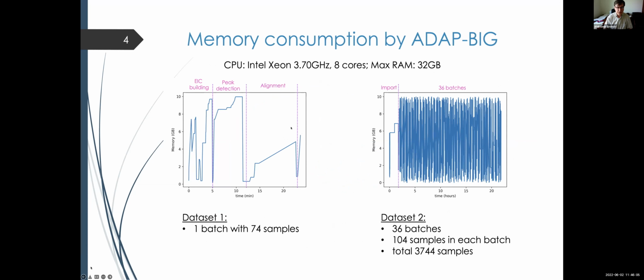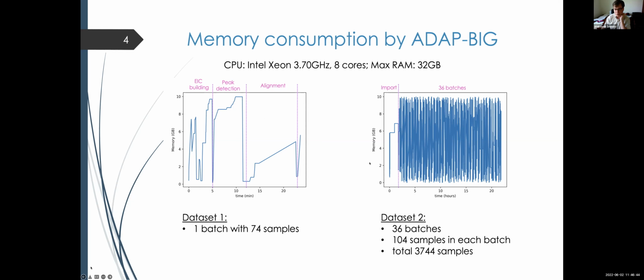And on these slides, you can see a couple of figures. The first figure shows memory consumption for dataset 1, which is a small dataset with 74 samples. And you can see that this figure is split into each processing step, and each step processes data and then releases the memory, for EIC building, peak detection, alignment, and so on. And the entire process takes about 25 minutes.